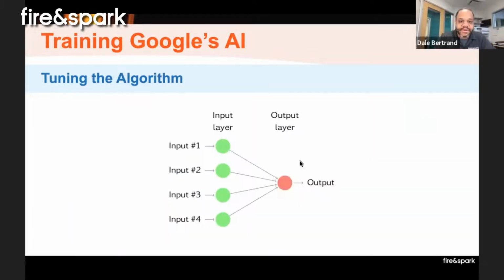The last thing I'll talk about in terms of training is tuning Google's algorithm. There is a manual approach to this, and that's basically engineers at Google who are deciding what information the search engine is going to collect.